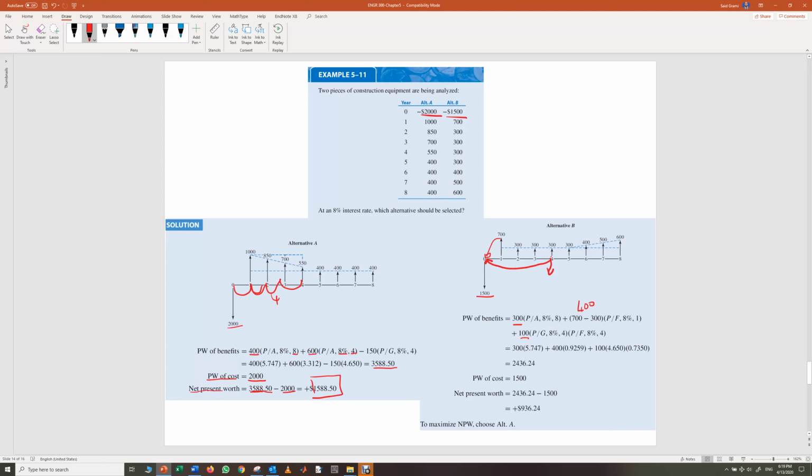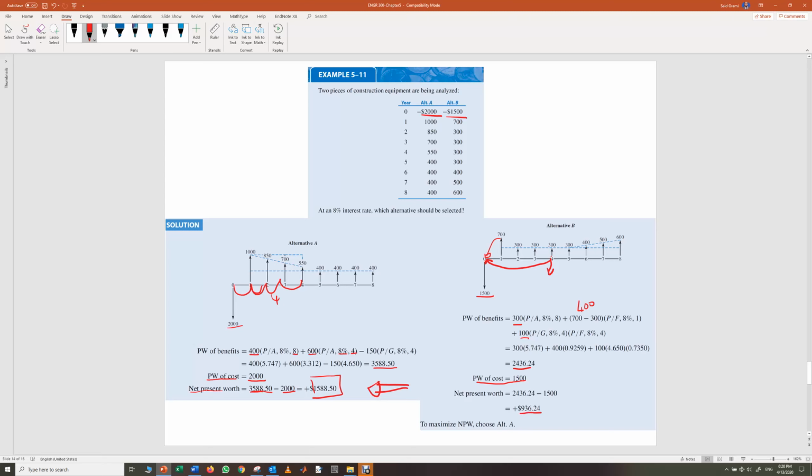So we calculate, and we get a present worth of benefit of 2,436.24. The present worth of cost is 1,500. So when we calculate the net present worth, it's the difference of this minus this, we get 936.24. So here the benefit is 1,588.5, and here the benefit is 936. So it's better to take or to make this alternative.